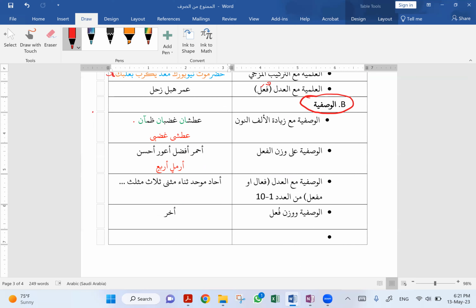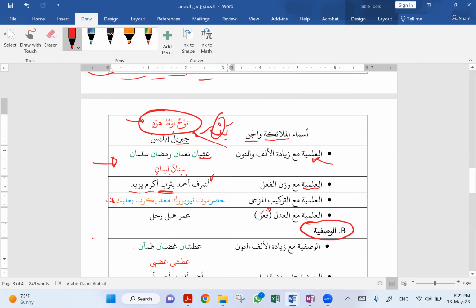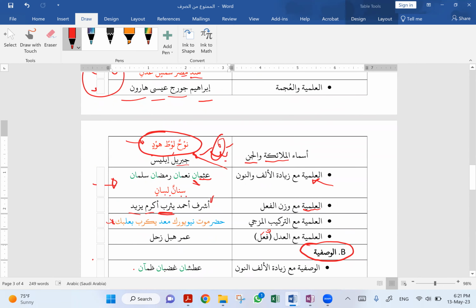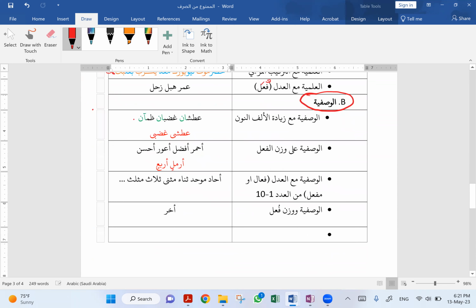So adjective and something else. If you have a word that's an adjective plus something else, then it's going to be mamnu' min as-sarf. For example, the first one, al-wasfiyah ma'a ziyadat alif wa noon. In the previous part we saw names plus alif wa noon. This part is sifas with alif and noon, right? So again, the question of ghilman comes up here. We ask ourselves, okay, it's not a proper name, but is it a sifa? Is it describing anybody? Boys, what do you think? Is it a description?